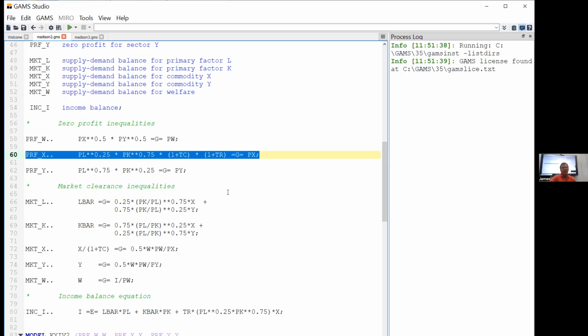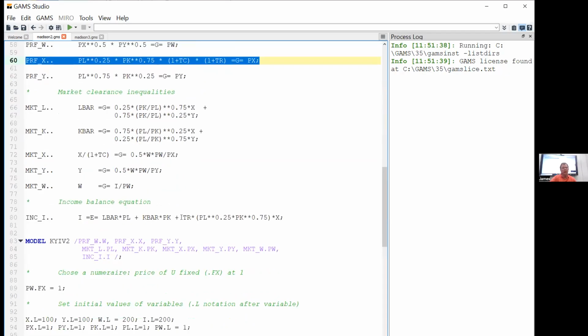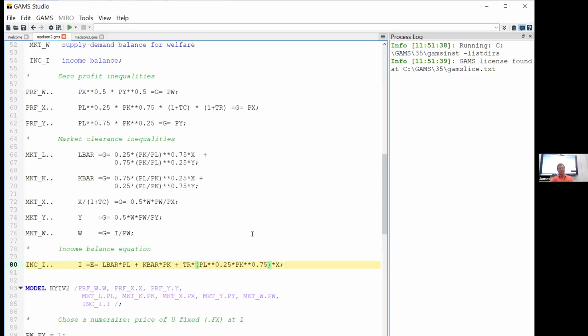Okay, so for this TR, the tariff or tax rate, it's redistributed back to consumers. So where that appears again in the model is in the budget constraint, the income constraint. Income equals the revenue the consumer derives from selling labor, from selling capital, and redistributed tax revenue. So this is marginal cost, PL to the 0.25, PK to the 0.75, times the tax rate, times the output level of the good is tax revenue, right? So that goes back into the consumer.